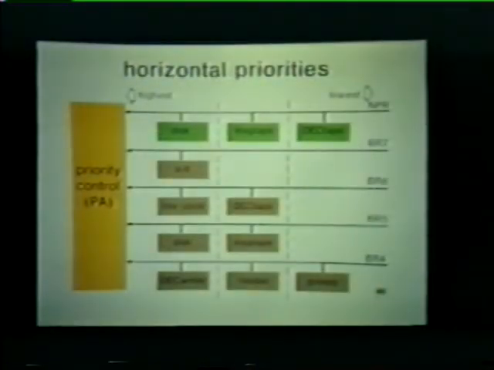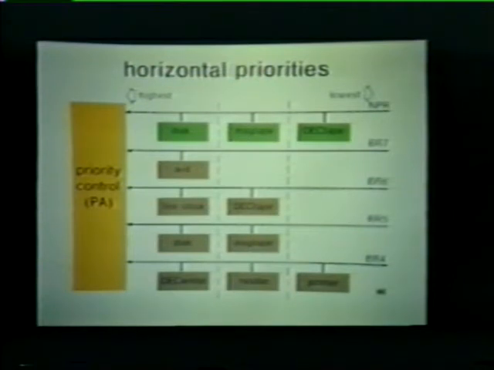Horizontal priority adds a second dimension to our priority structure. In other words, devices electrically closest to the priority control have the highest priority of any device at that level. Thus, on the NPR level, the disk has the highest priority, the deck tape has the lowest.